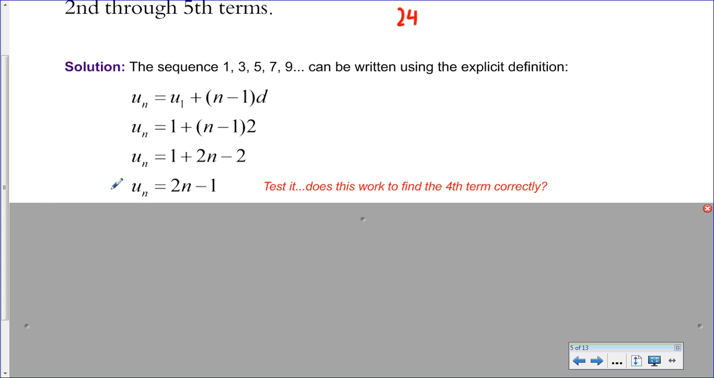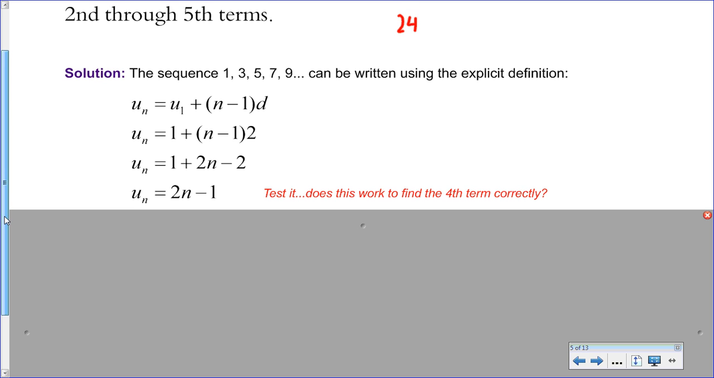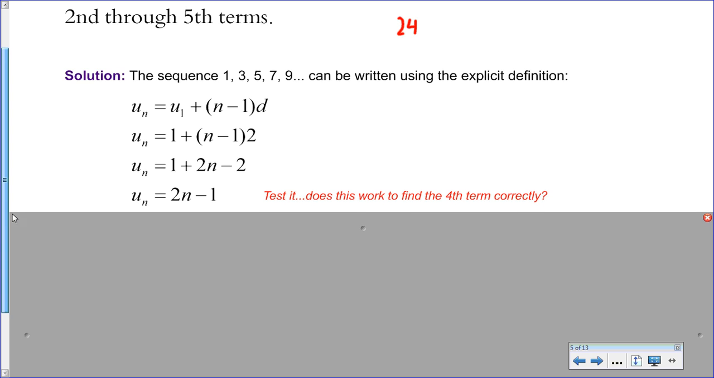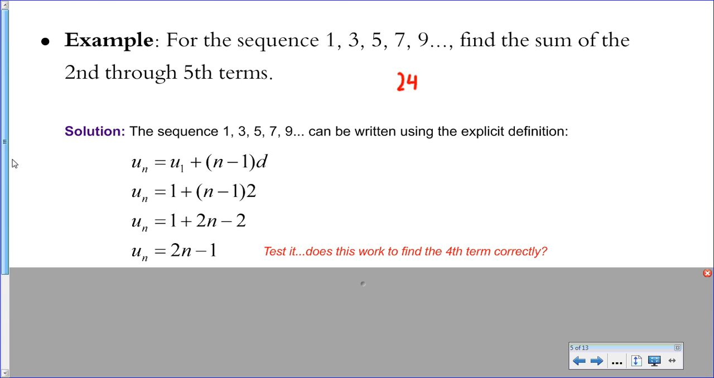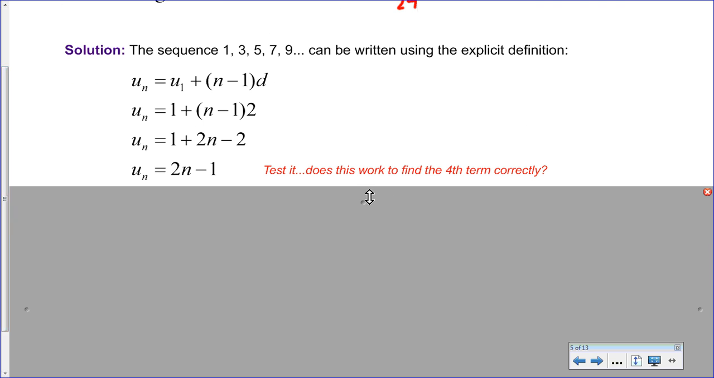Of course, we could test it, make sure we got the right formula. If I plug in 4, for example, this gives me 2 times 4 minus 1, which is 7. And sure enough, that is the 4th term. Okay, so now we have our explicit definition.